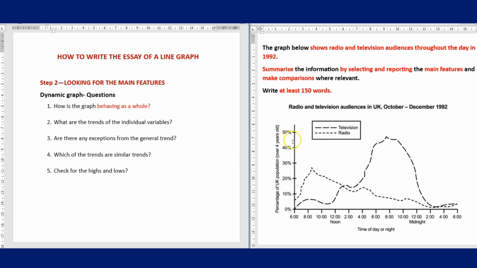I can even see that the television was higher than the radio, especially within the evenings. So these are some of the things that you'll be looking at. But how is the graph behaving as a whole? You'll be answering that question.